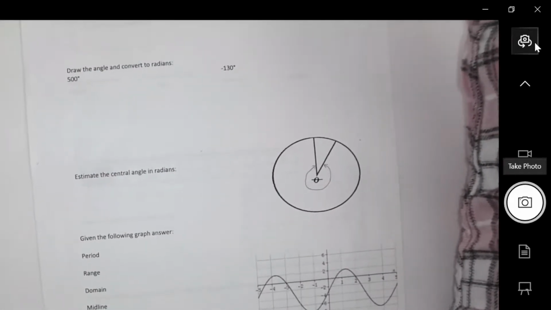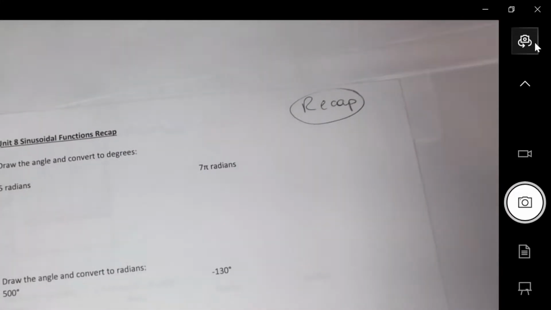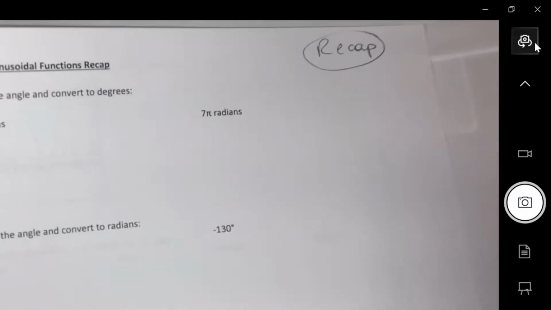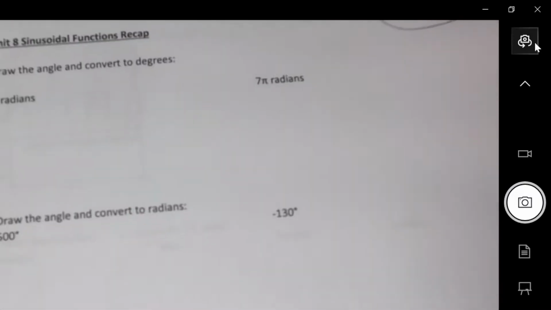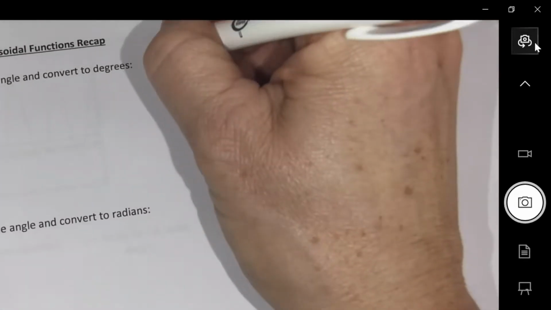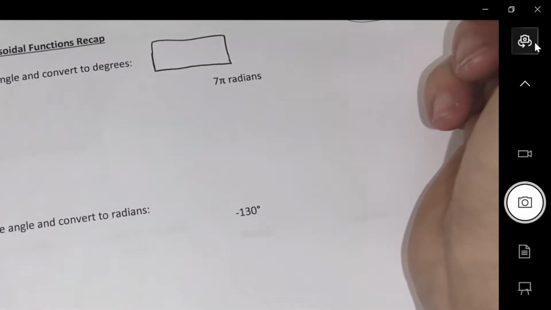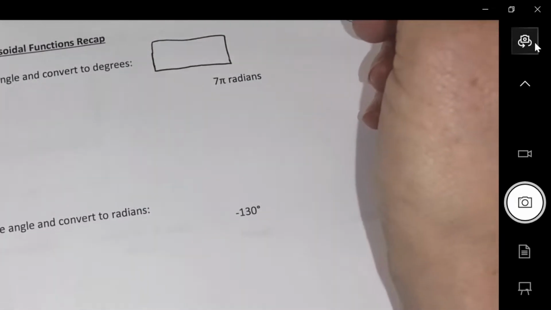Okay, so on the first half of your test, you will have a section for converting radians and degrees. So those questions will be on your first half. Okay, so when you're doing conversions, we are understanding what is the big conversion.